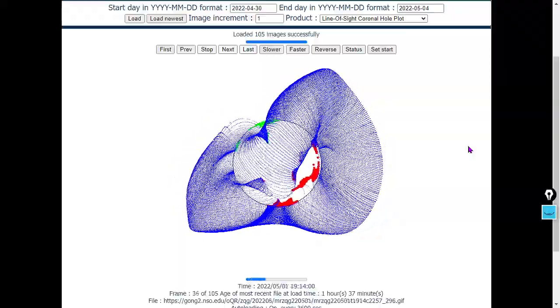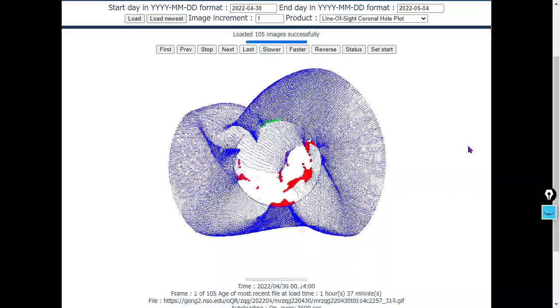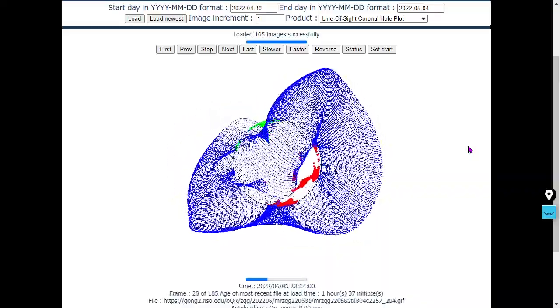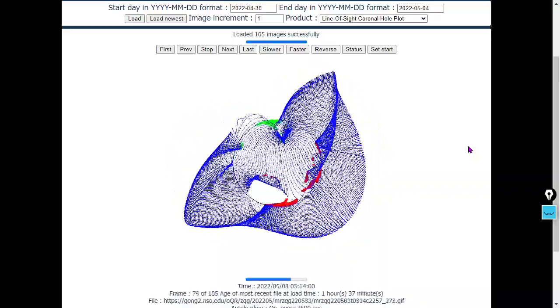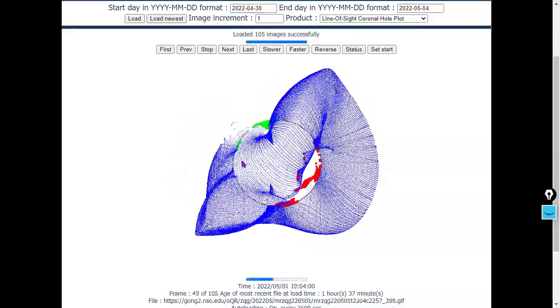Next, looking at the coronal hole line of sight plot, as we see the migration of the solar polar fields happening here before our very eyes. And there are some coronal holes over here in the east.